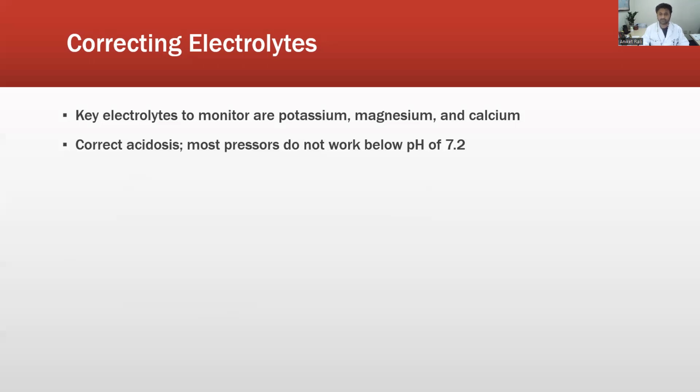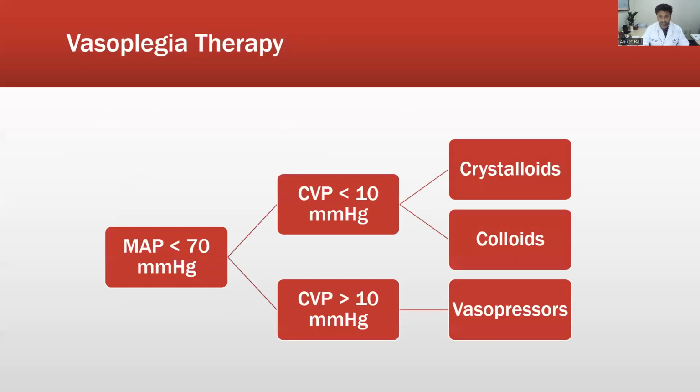It is also important to remember that none of the vasopressor medications work very well once your pH drops below 7.2. The most acidosis-resistant vasopressor is the vasopressin medication, but even that is not as effective once you become very acidotic. So it is important to correct the acidosis in these patients.